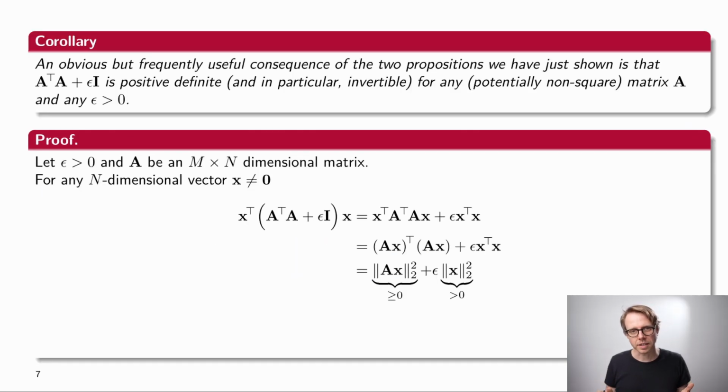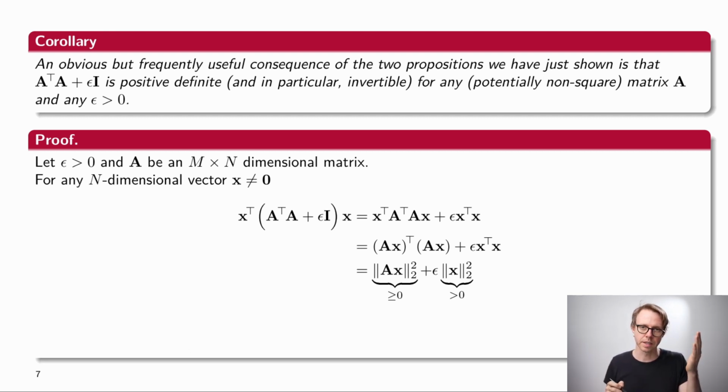And the sum of that is the norm of Ax squared, which is larger or equal to 0, because if Ax is 0, so if x is an element of the null space of A, then this can be 0.